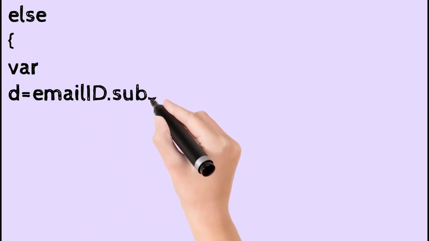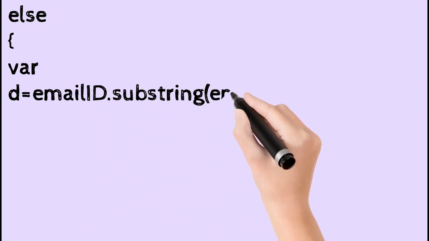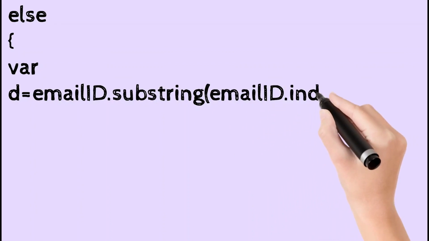In this page we are writing the else part. Which means, if the author has entered the correct email ID, then process the email string, get the substring after the at sign, and open it as a website in a new tab.